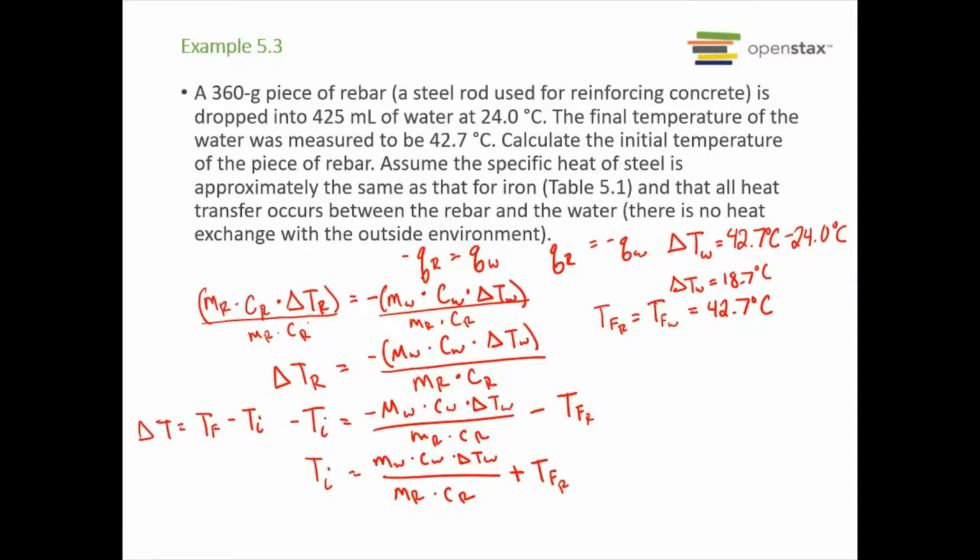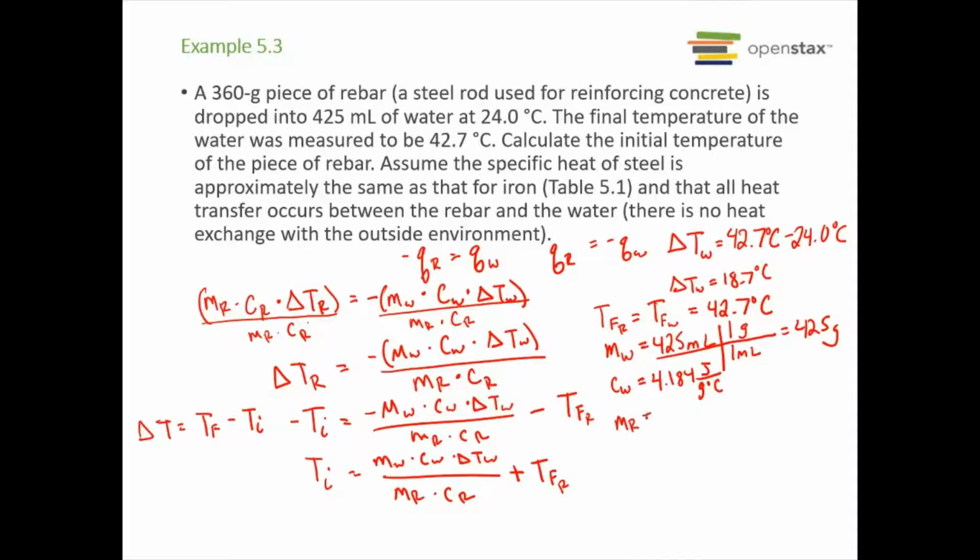Okay, everything else is pretty much given. The mass of our water is, we're told it's 425 milliliters. And we know the density of water, there's 1 gram of water per 1 milliliter. So we have 425 grams of water. The specific heat of water, we can look that up. It's 4.184 joules per gram degree Celsius. And we have our delta T already.